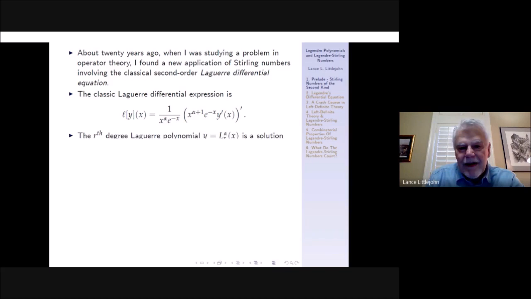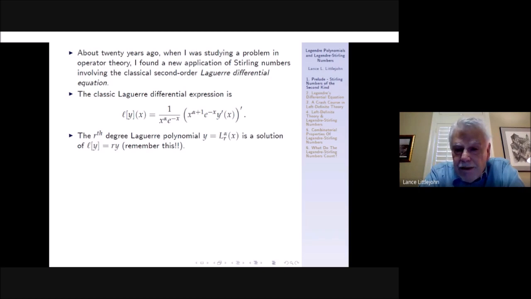I'm going to be taking powers of this expression, but before I do that, just remember the importance of this Laguerre expression. If you take the polynomial of degree r, this is the Laguerre polynomial, okay? It's the solution of L[y] = r y. So the Laguerre polynomials are solutions of this differential equation, or more accurately, they're eigenfunctions of the Laguerre differential equation.